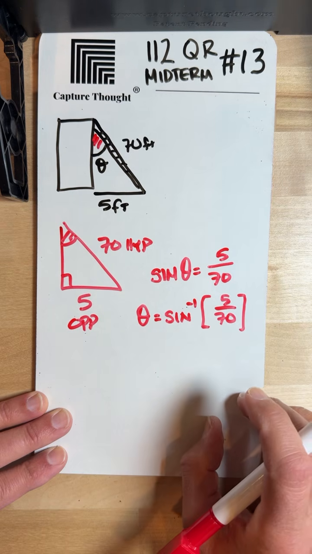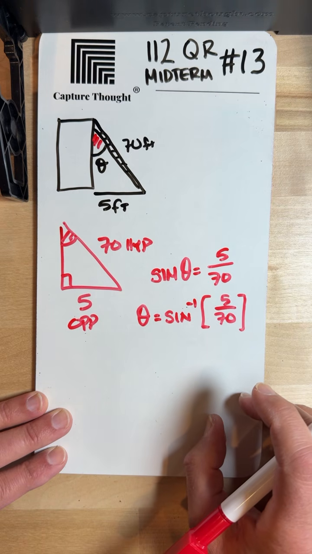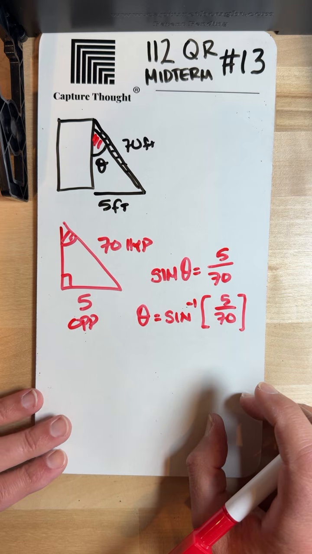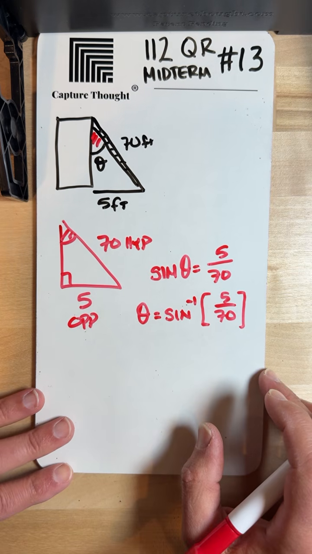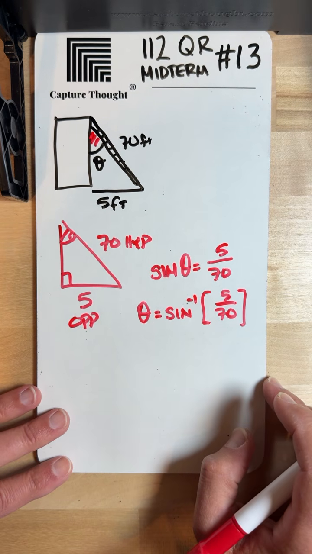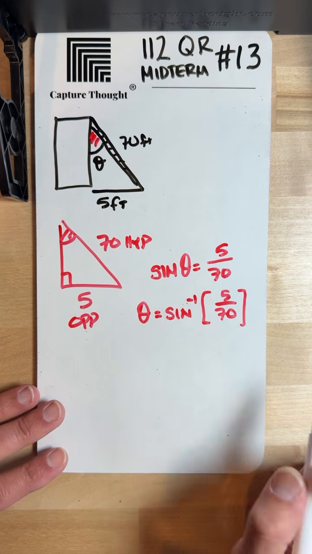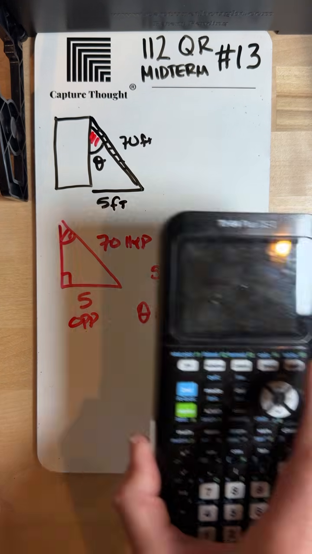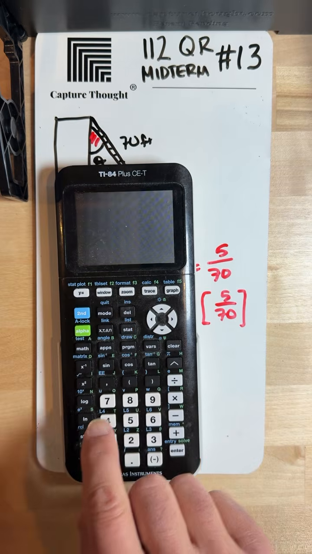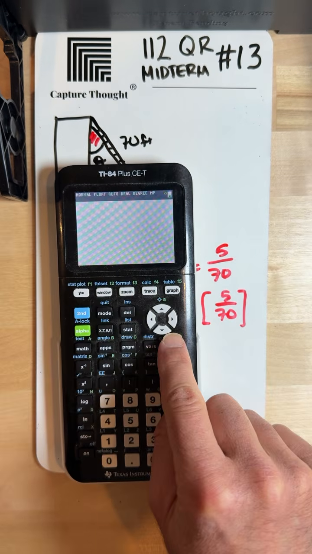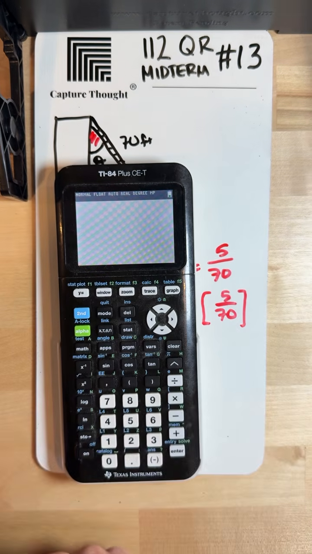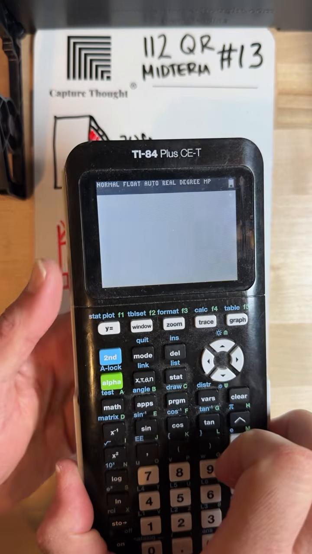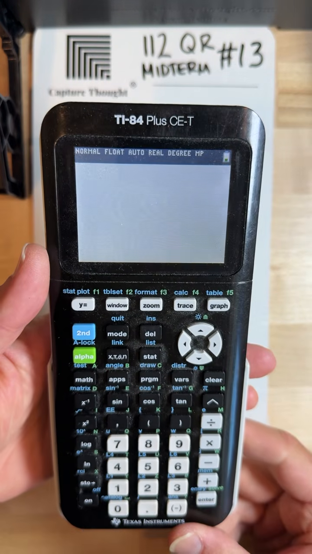The question says, what's the angle? So make sure that we're in degree mode in this case. Whenever you're dealing with an application in real life, we're going to measure those angles in degrees. So we need to plug in the inverse sine of 5/70. On our calculator, again, make sure you're in the right mode. I'll be in degree mode. Just figure out what calculator you're using and that you're in the right mode.